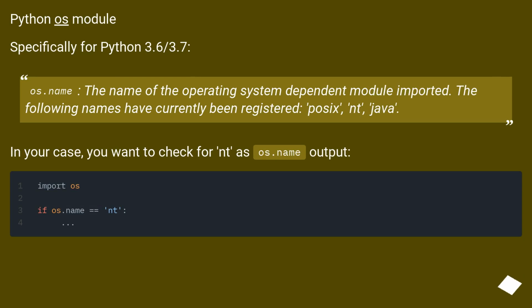Python OS module. Specifically for Python 3.6.7. os.name, the name of the operating system dependent module imported. The following names have currently been registered: POSIX, NT, Java. In your case, you want to check for NT as os.name output.